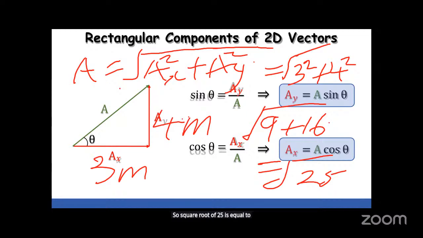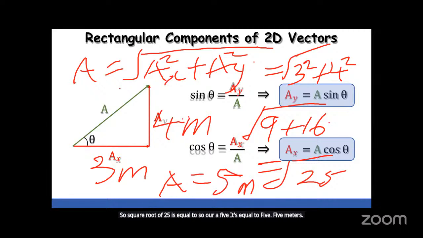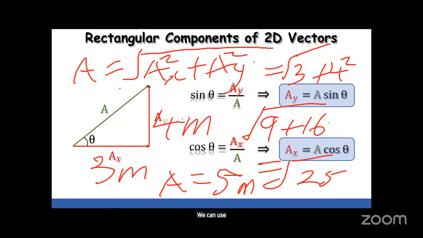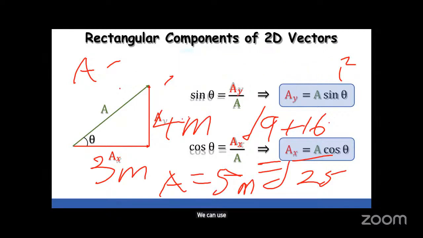So our A is equal to 5 meters. Our A, which is the magnitude, is 5 meters. Now, to find the direction, which is the angle theta, we can use the 3 trig functions.